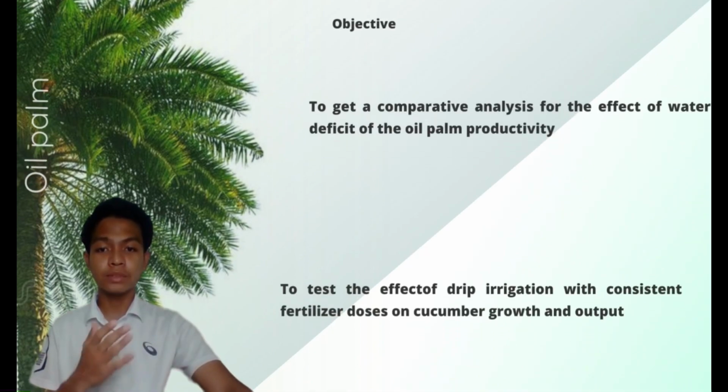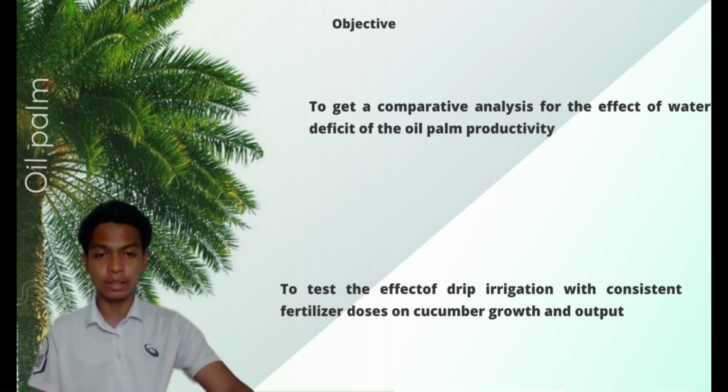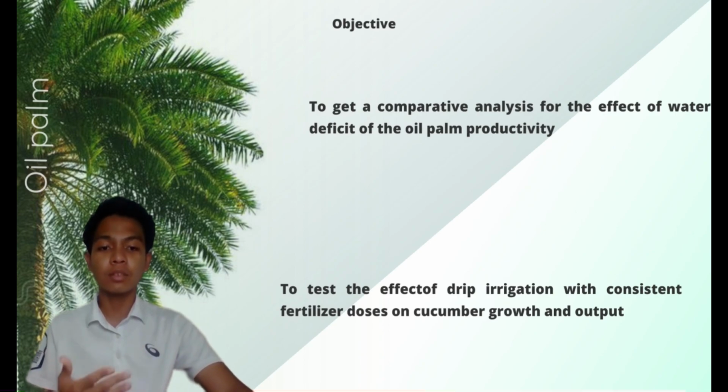After that is the objective. For oil palm, the objective is to get a comparative analysis of the effect of water deficit on oil palm productivity. And for cucumber, the objective is to test the effect of drip irrigation with consistent fertilizer doses on cucumber growth and output.